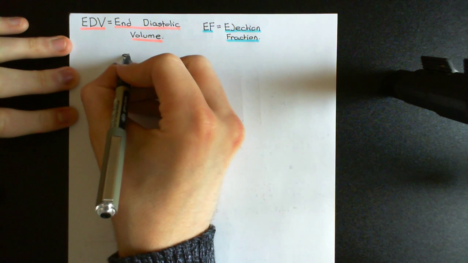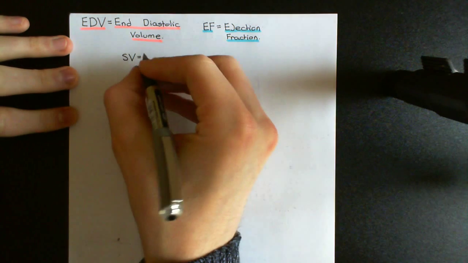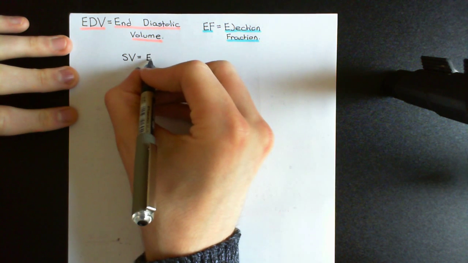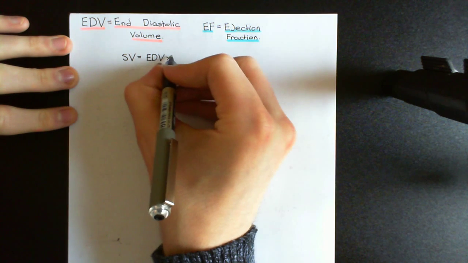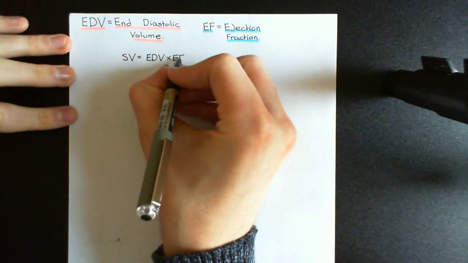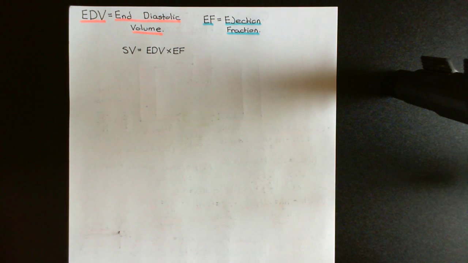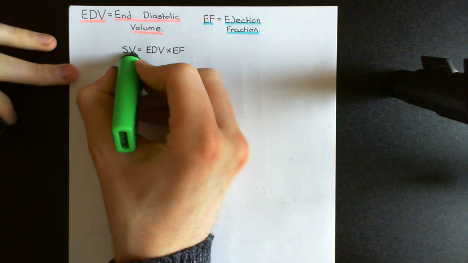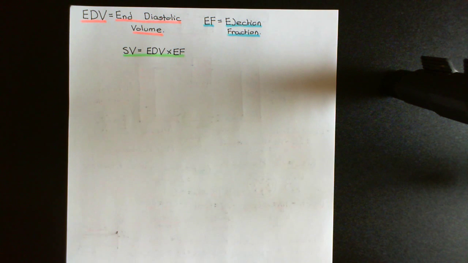Therefore, how much blood is going to be ejected into the arterial system, the stroke volume, is just going to equal how much blood there is in our chamber by the end of diastole, i.e. the end diastolic volume, times the ejection fraction. So here we have a nice equation for the stroke volume: it's the end diastolic volume times the ejection fraction. And this equation is going to allow us to understand what determines how much blood the heart moves from the venous system to the arterial system every time it beats.